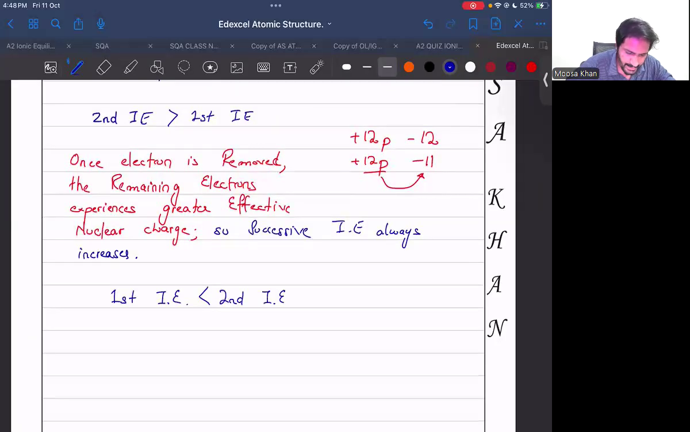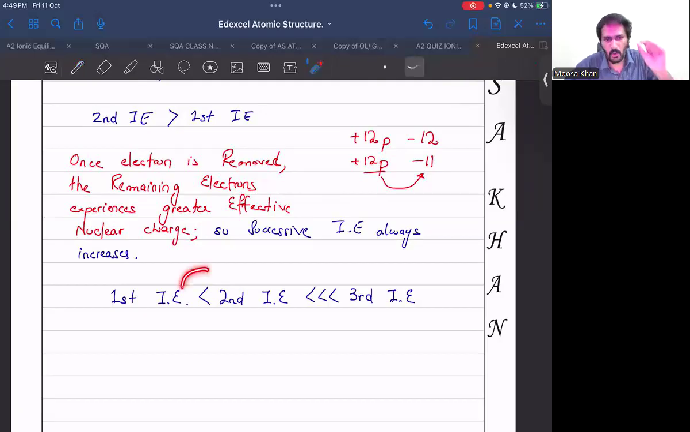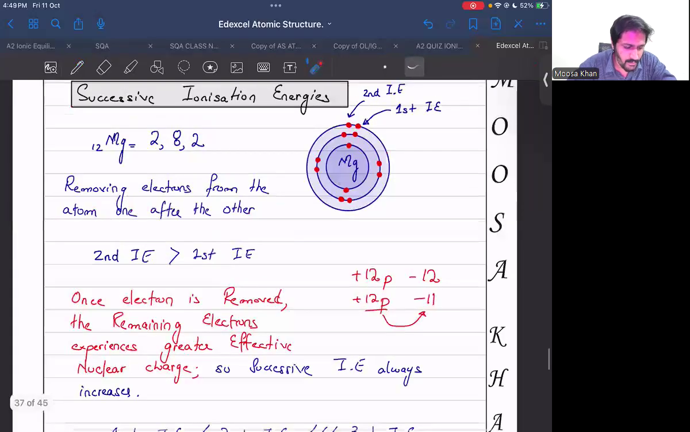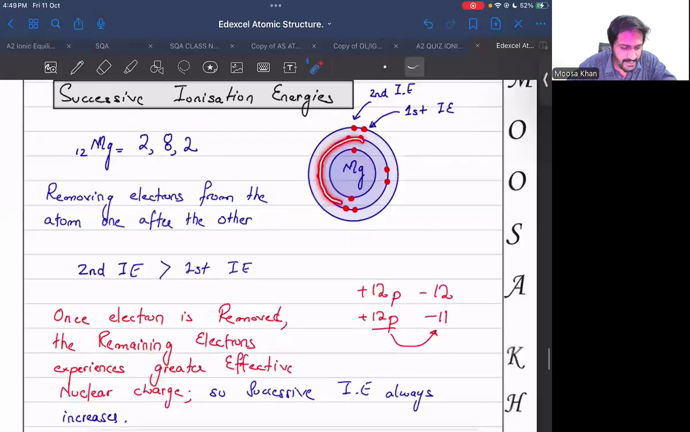But if we compare the third ionization energy with the second, the third actually shows a big jump. The increment between the first and second ionization energy was small, but the increment between the second and third ionization energy is very large. And the reason is that the third electron you have to remove from the magnesium atom is in the inner shell. If it is in the inner shell, it requires a greater amount of nuclear pull.